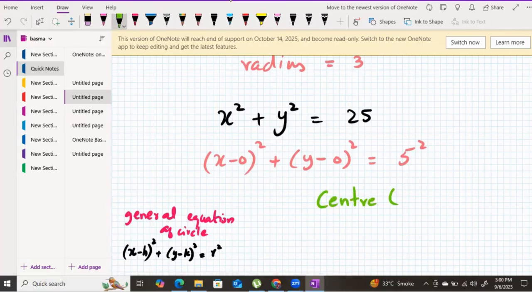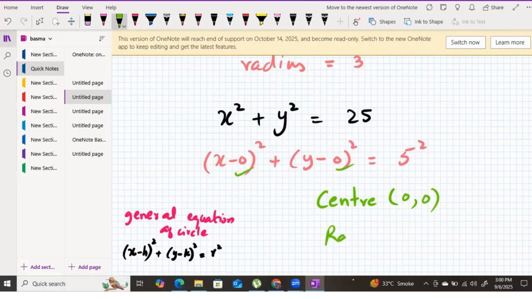Your center would be 0 and 0. 0 is never positive nor negative, so we just write 0. Though you could say it's negative 0, so we should write positive 0. No, 0 holds no positive or negative value. It is always going to be neutral 0. 0 and 0 here.